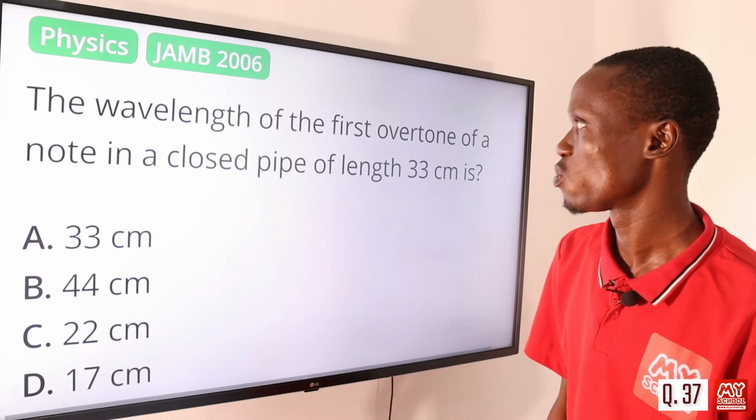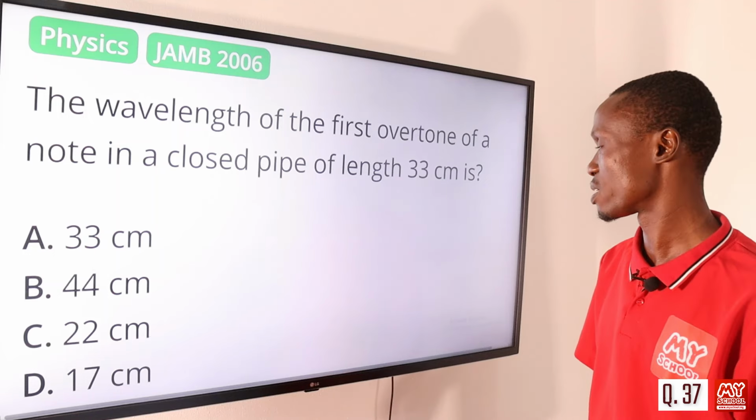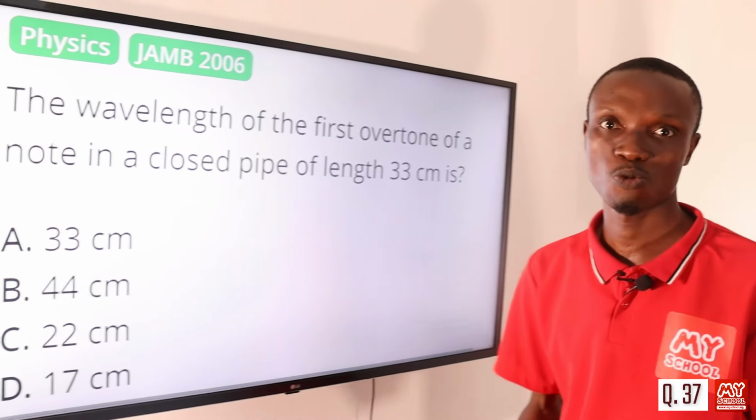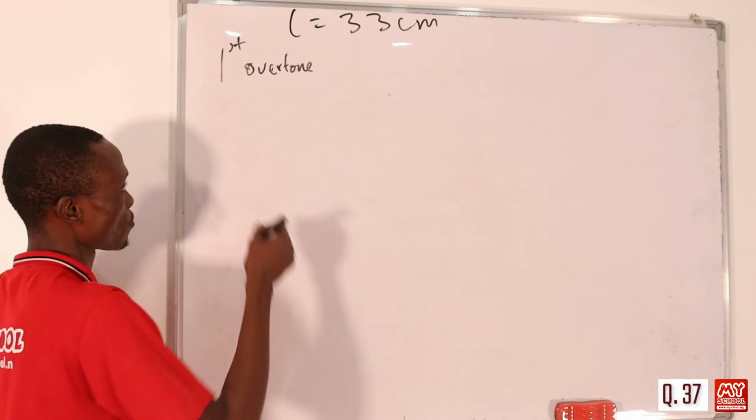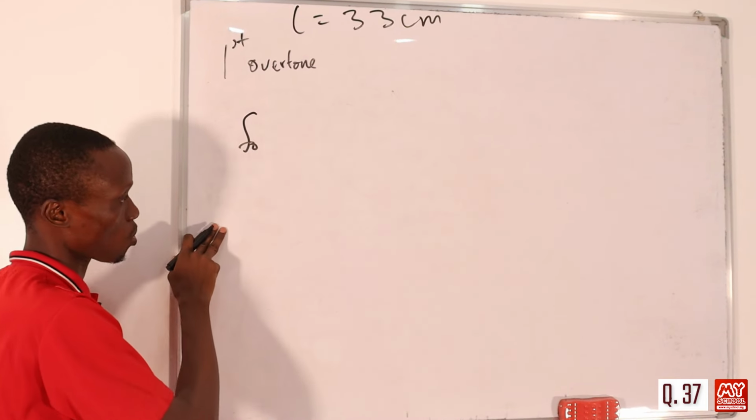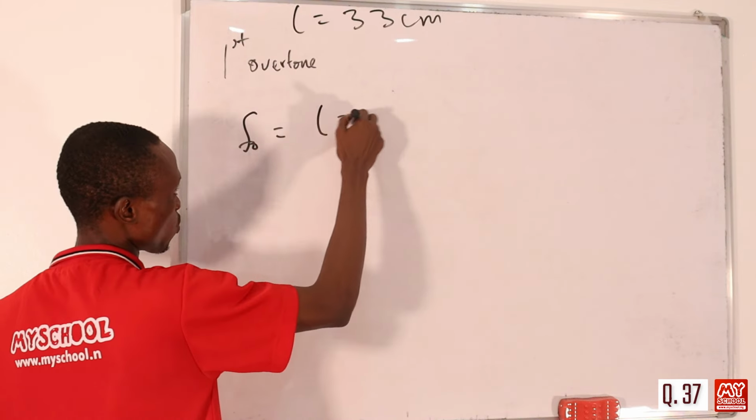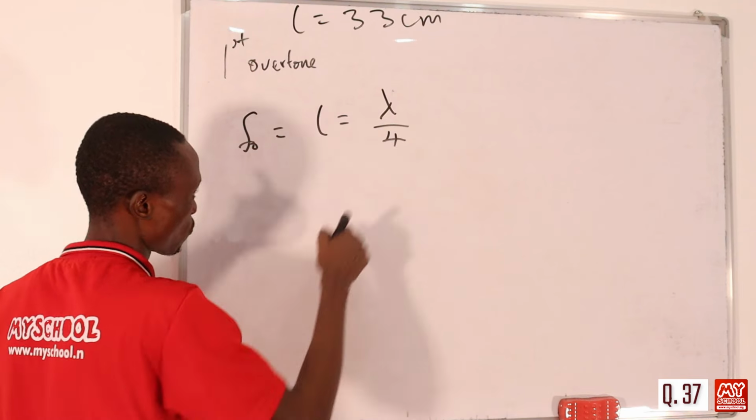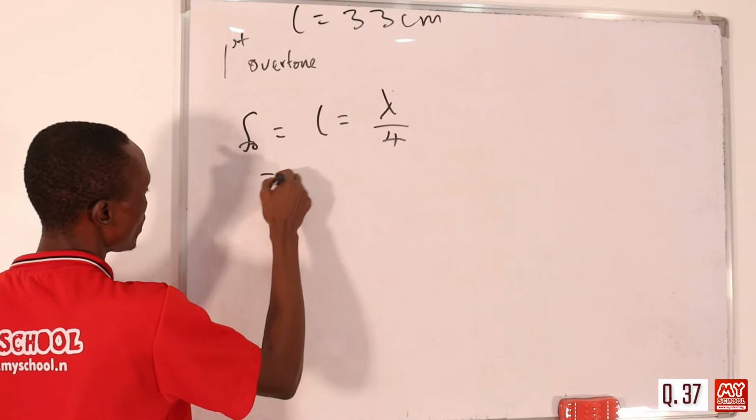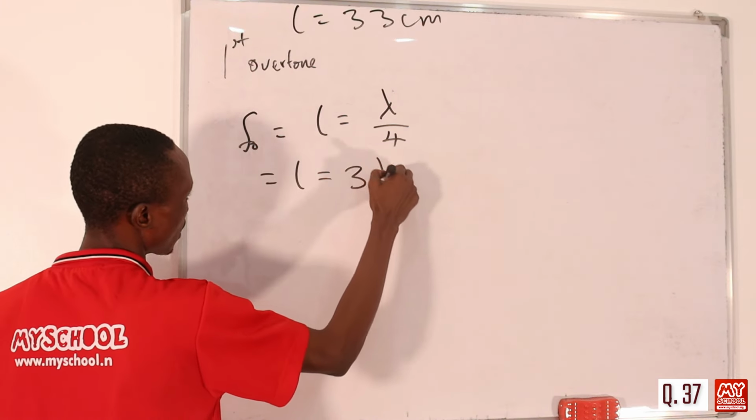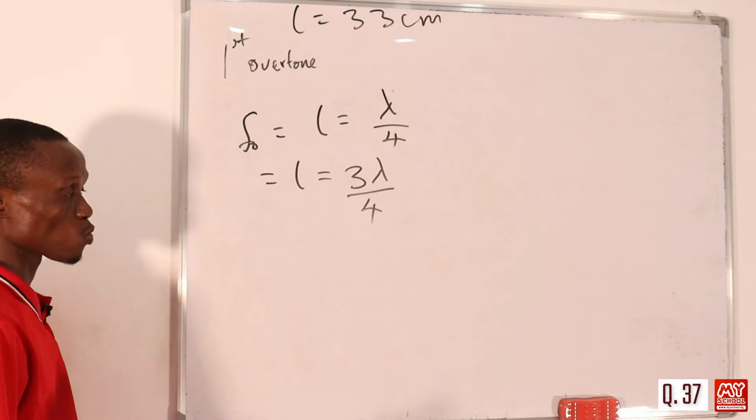Question 37. The wavelength of the first overtone of a note in a closed pipe of length 33 centimeters is... Let's move over to the board to provide the answer to this question. Remember that the fundamental frequency occurs in a closed pipe when the length of the closed pipe is equal to lambda all over 4. In this case, the first overtone will occur when L is equal to 3 lambda all over 4. Remember that closed pipes have odd overtones.